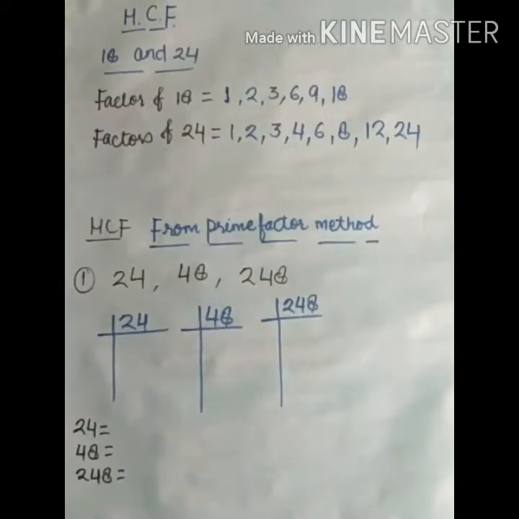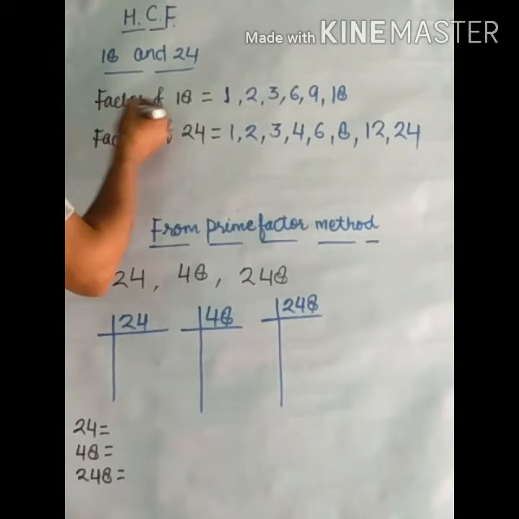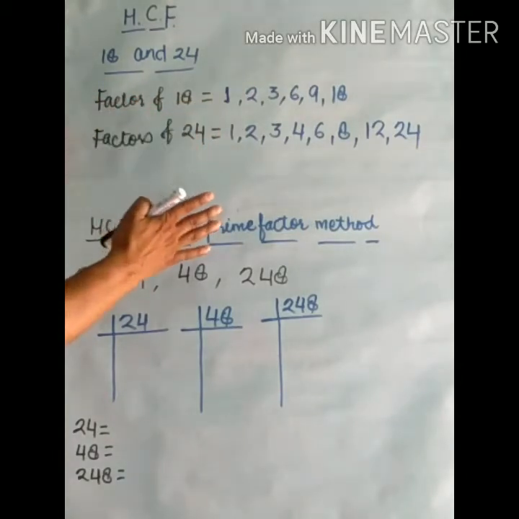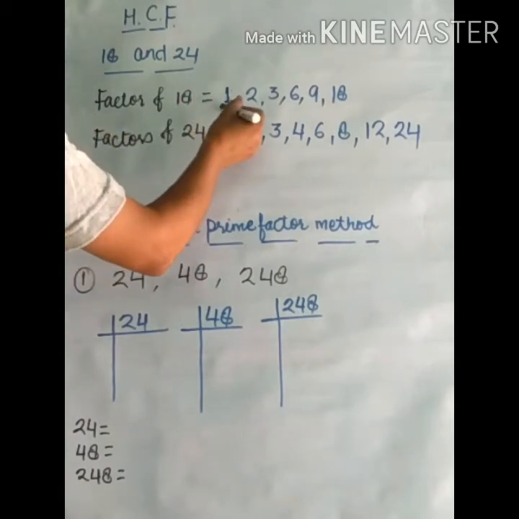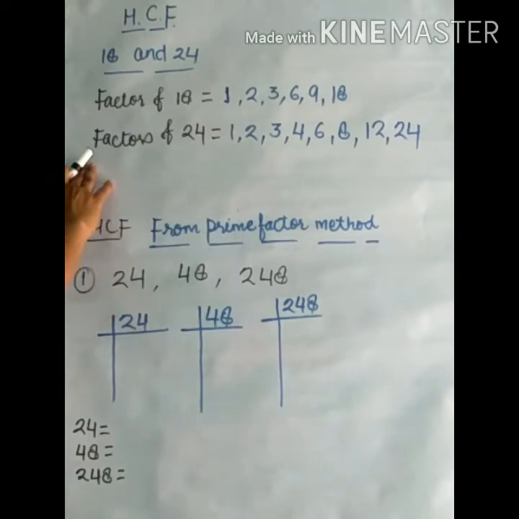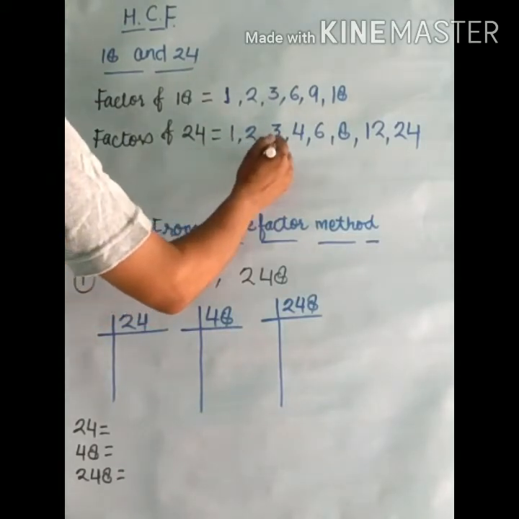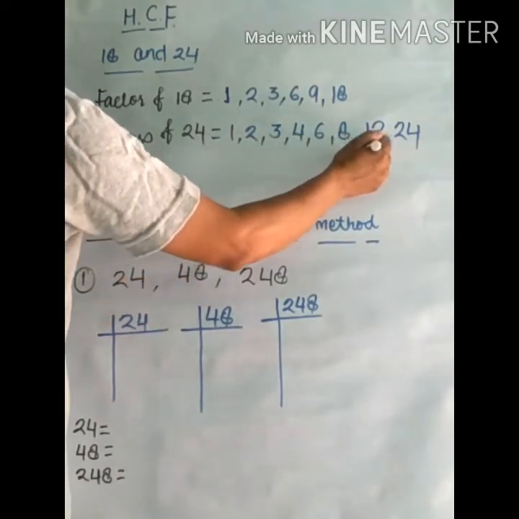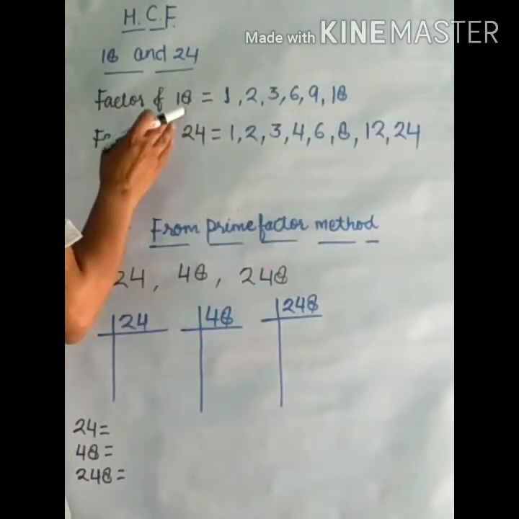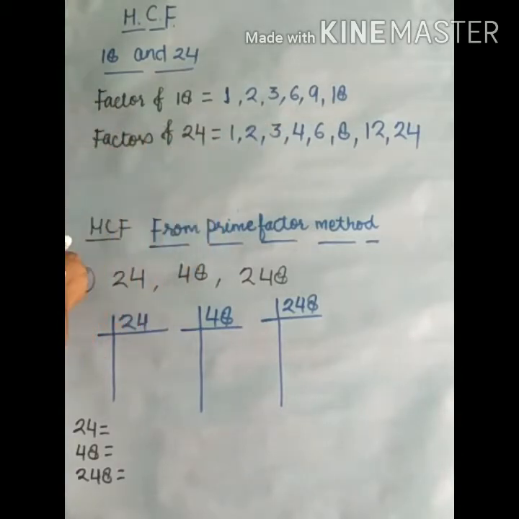Now see one more example. Two numbers are given, 18 and 24. We will do it with the help of the factor method. Factors of 18 are those numbers by which 18 is divisible. So 18 is divisible by 1, 2, 3, 6, 9 and 18. In the same way, factors of 24 are 1, 2, 3, 4, 6, 8, 12, 24. 24 is divisible by all these numbers, that's why they are factors of 24.